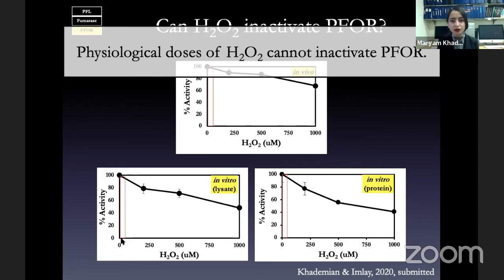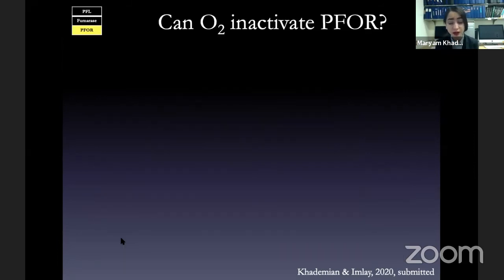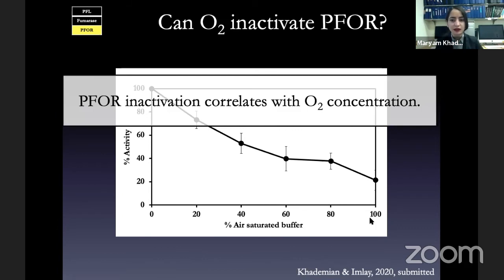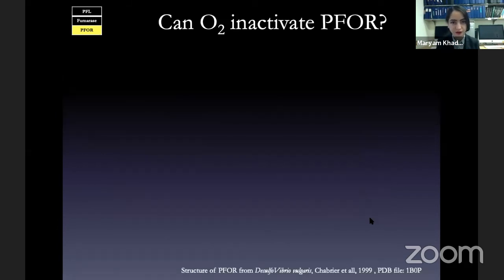Now, we showed that PFOR inactivation is not dependent on hydrogen peroxide, but is it dependent on the concentration of oxygen? To test that, I incubated whole cells in buffers that contain different levels of air saturation. So 100% air saturation means that there is air with 20% oxygen in it. And I showed that, yes, indeed, PFOR inactivation correlates with oxygen concentration.